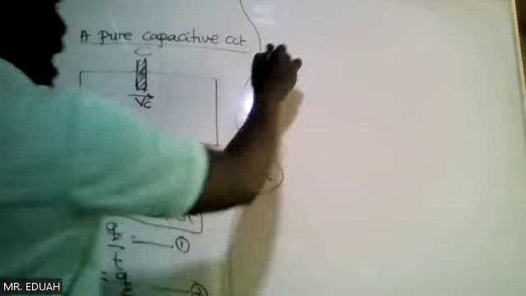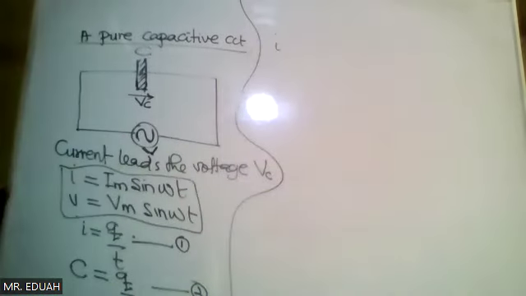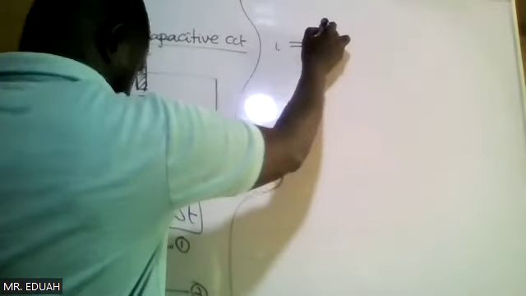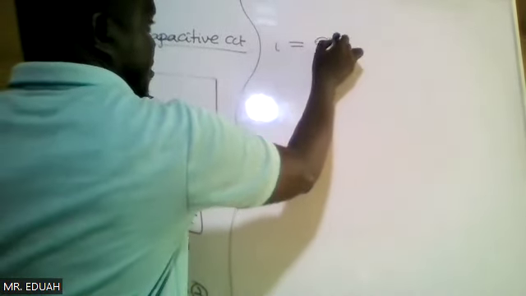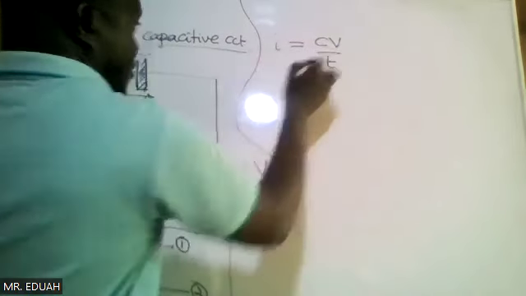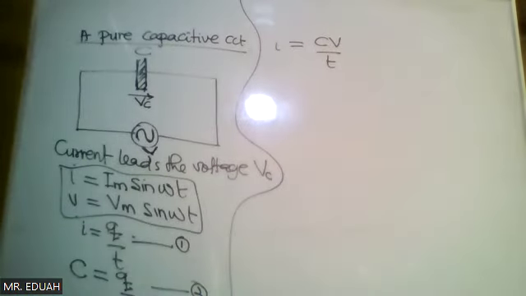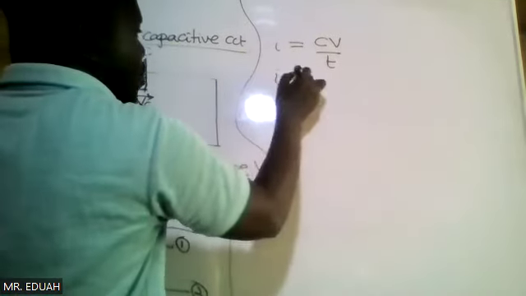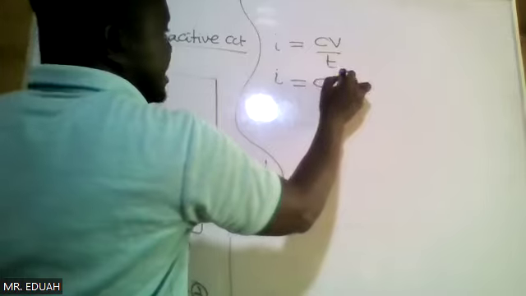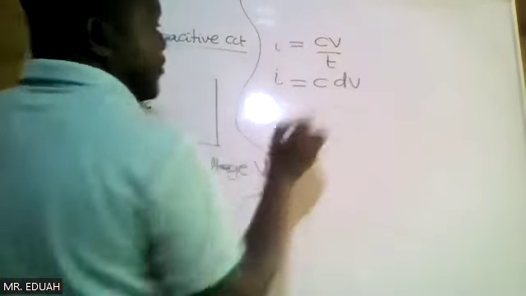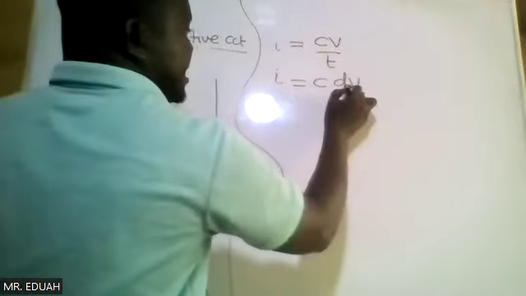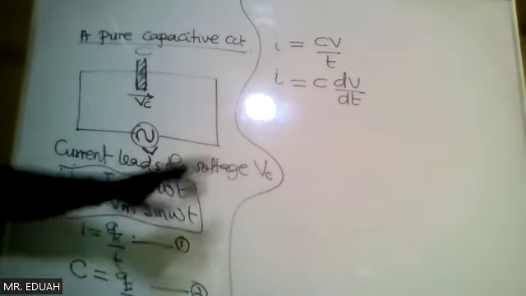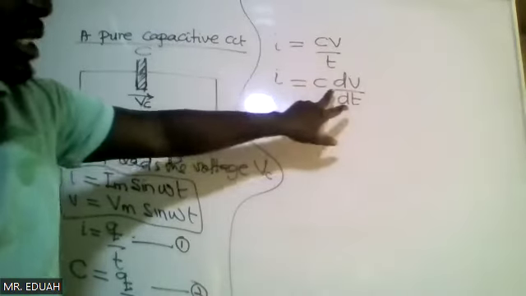We have I is equal to CV over T. So it means the current flow is equal to C times the change in voltage divided by the change in time. Please, are we okay up to this stage?